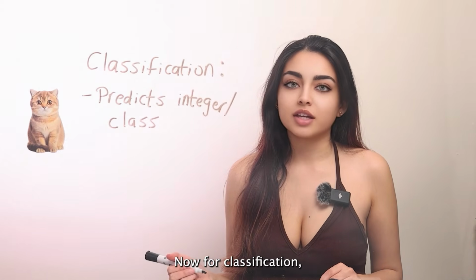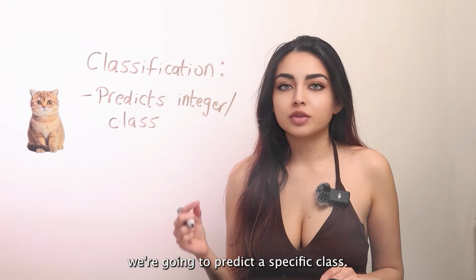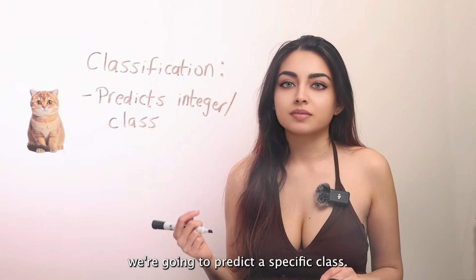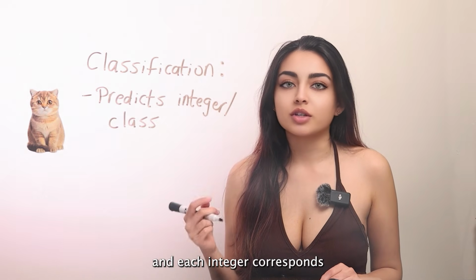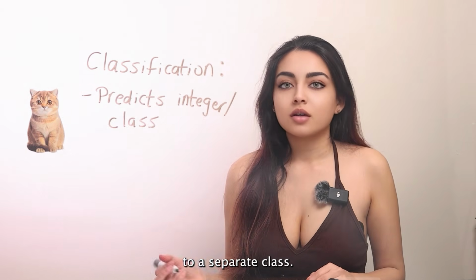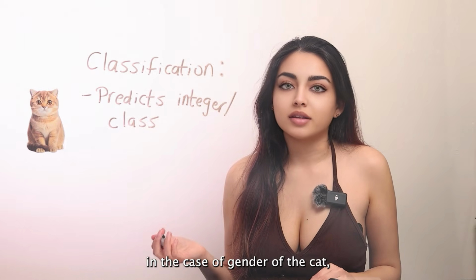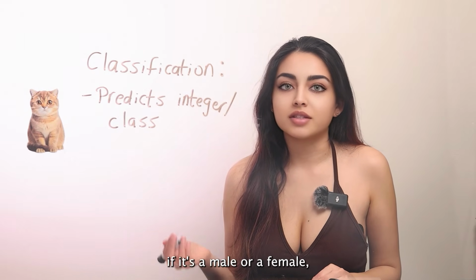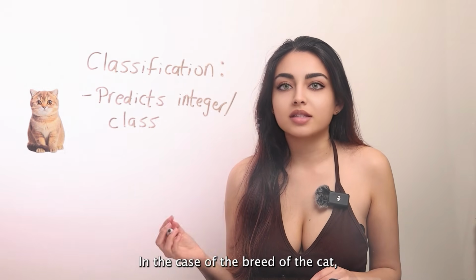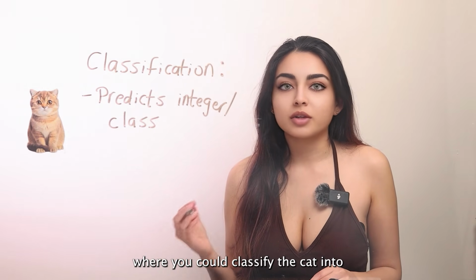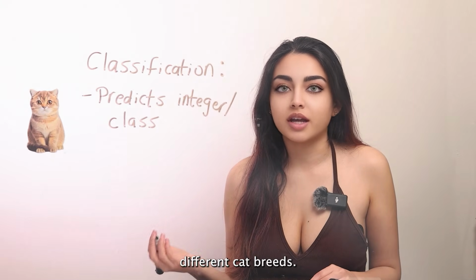Now for classification, things are a bit different. In classification, we're going to predict a specific class. It is oftentimes done by predicting an integer, and each integer corresponds to a separate class. For example, that integer can either be a 0 or a 1 in the case of gender of the cat, if it's a male or a female. Or it can also have multiple classes in the case of the breed of the cat, where you could classify the cat into maybe hundreds or even thousands of possible different cat breeds.